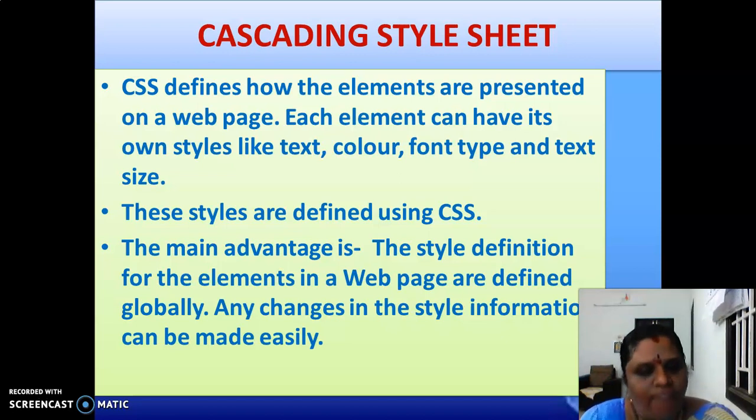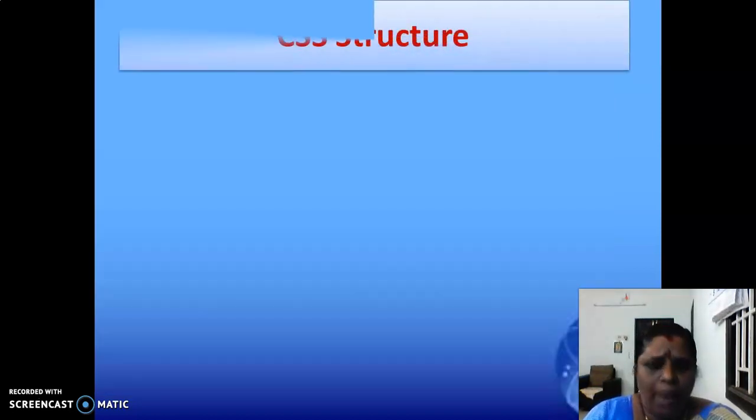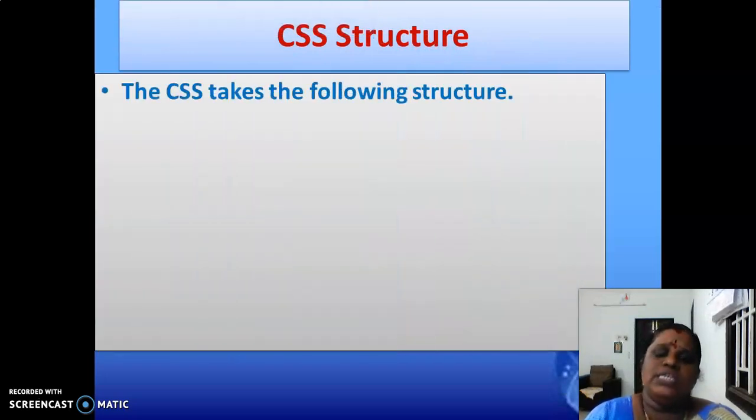So this style definition for all the elements can be defined globally for all the web pages. Any changes in the style information can be easily made. Okay. The next one, about the CSS structure. How is the CSS structure?